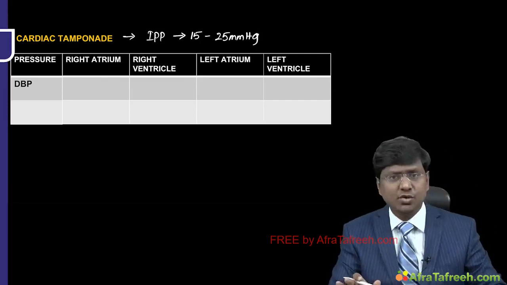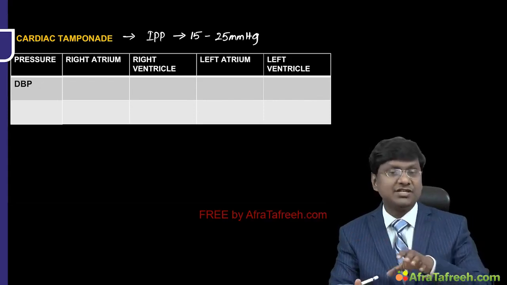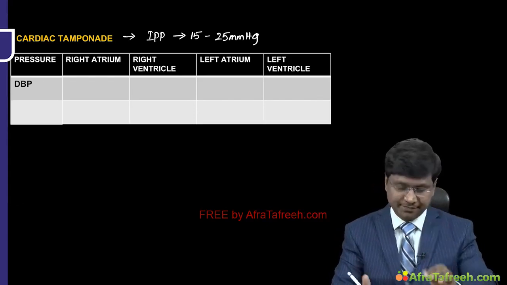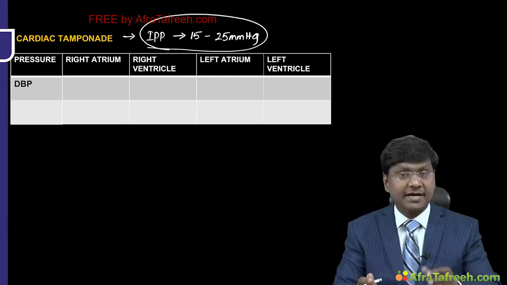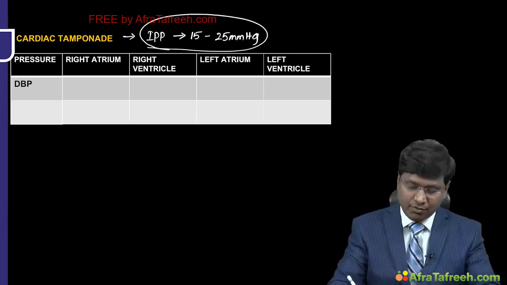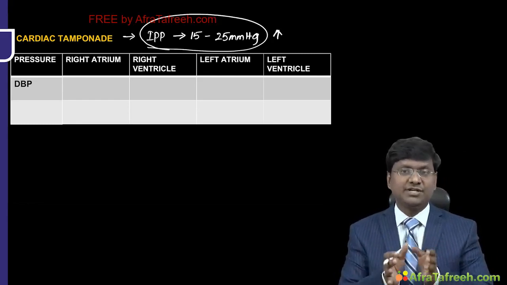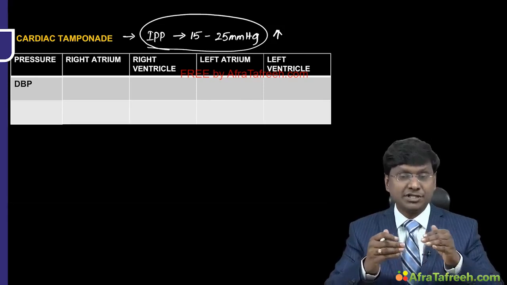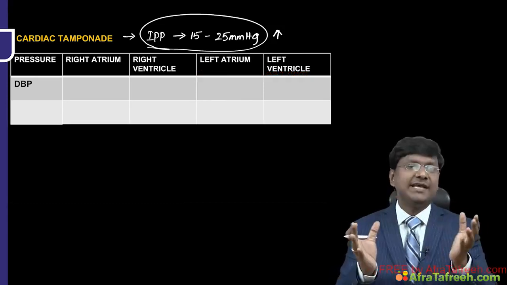Similarly, let us also discuss what the pressure changes will be within the chambers of the heart. Now you have to understand this very clearly here. What has happened to the intrapericardial pressure? It is elevated. Once the intrapericardial pressure is elevated, if these chambers of the heart want to relax, what should happen to the pressures within them? It should also increase. Then only they can relax.